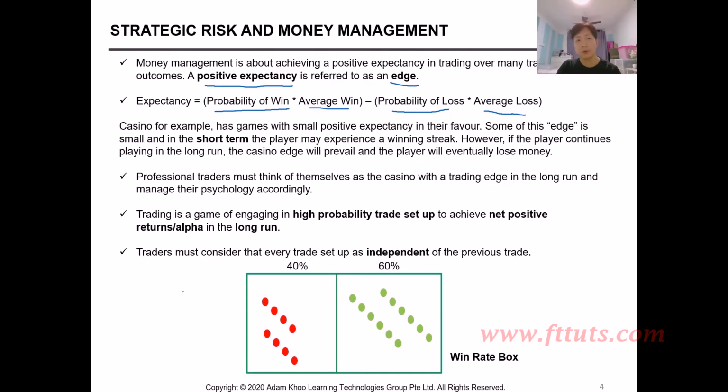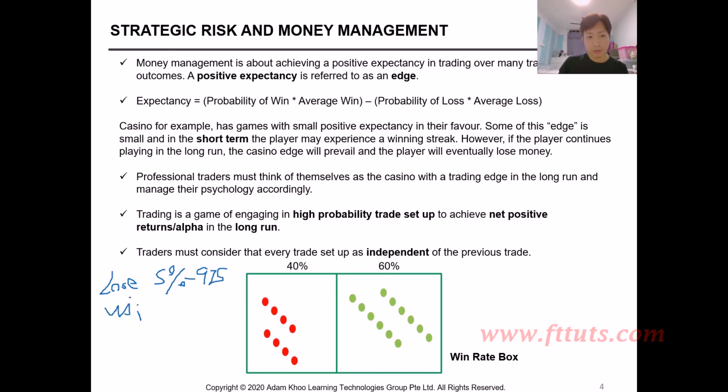So I'm going to give you an example. Let's say for example, when a trader loses, there's only a 5% chance he's going to lose, and when he loses, he's losing $975. And when the trader wins, there's a 95% chance he's going to win, and he's going to make $25. Are you going to take this trade?